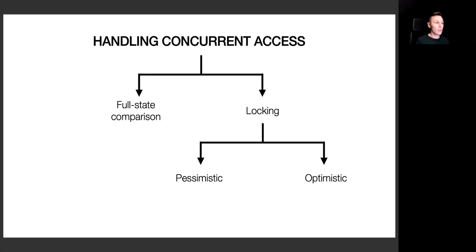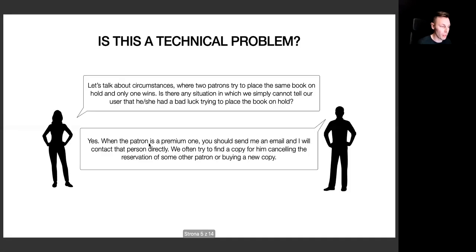I would like to point out that what I have been observing is that when dealing with concurrent access, we usually think of the technical side of the problem only. But is this really a technical problem that we are just trying to fight with? Let's imagine a conversation, which we have on the slide over here, between a developer, the lady on the left, and the product owner or someone from business, represented by the man on the right. And let's imagine that this is what they say.